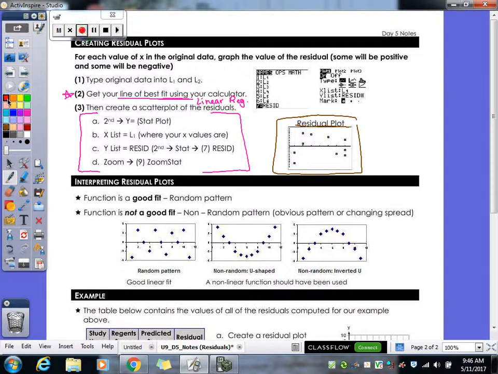So in order to interpret your residual plot, you have to be able to tell whether it's a good fit or not a good fit. The other word they like to use is linearity. So you can have good linearity or you can have bad linearity.